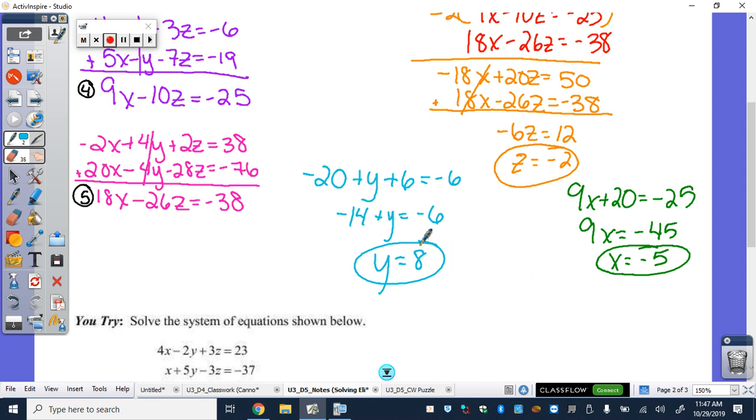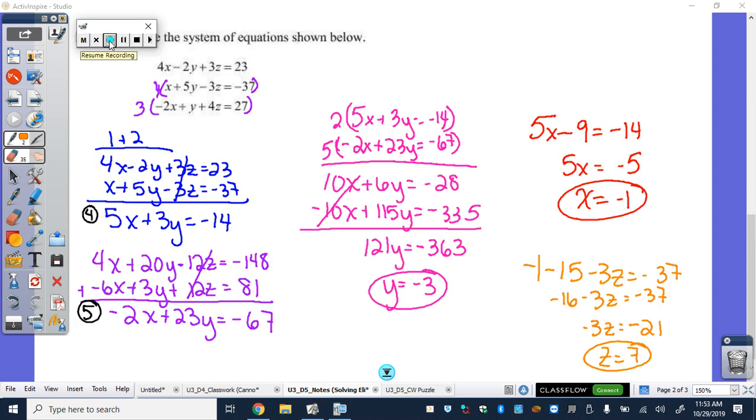All right, so like the notes say, next one, you try. Try to do that one on your own. Does not matter which letter you choose to eliminate first. You should always end up in the same spot if you do your algebra right. All right, how'd we do? X should be a -1, y should be a -3, and z should be 7. I'll go ahead and put that on there. All right, I'll give you another minute. Finish that one up if you need to.